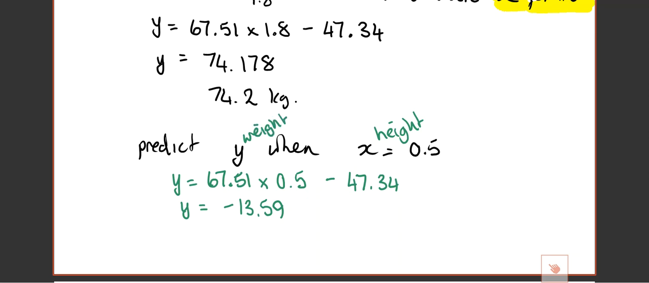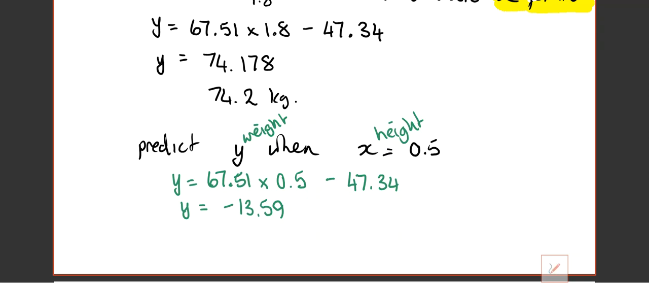Tell me the problem with that as an answer. Can't have negative. Having a negative weight can't exist, right? Physicists amongst you will tell me you can have a negative. What? Say it louder. Mass, good. You can have a negative mass. Is that right? Yeah. You can't have a negative weight.